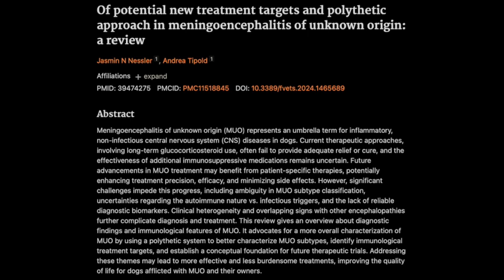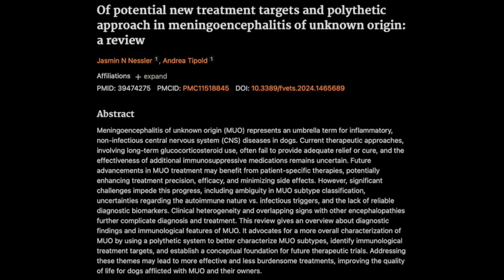It's a double-edged sword because the steroids do help to reduce the inflammation, but they come with all these other consequences. Exactly. And oftentimes the disease comes back as soon as you try to wean the steroids. So it's not a perfect solution. So what do they propose? Well, they propose that we move towards a more personalized and targeted approach. And they introduce this concept of a polythetic approach to MUO. Polythetic. What does that mean?